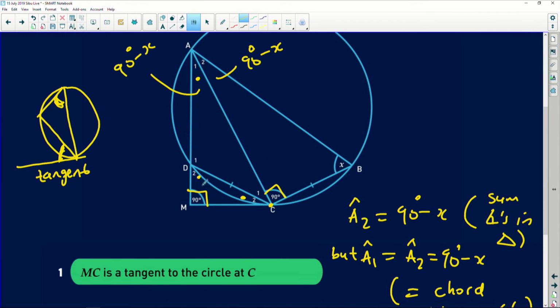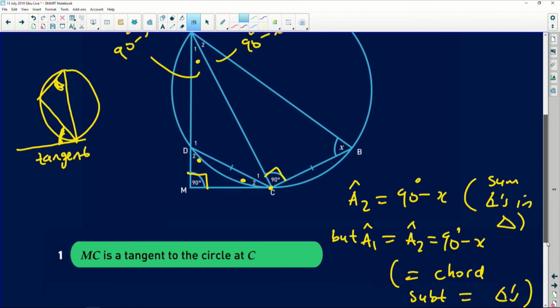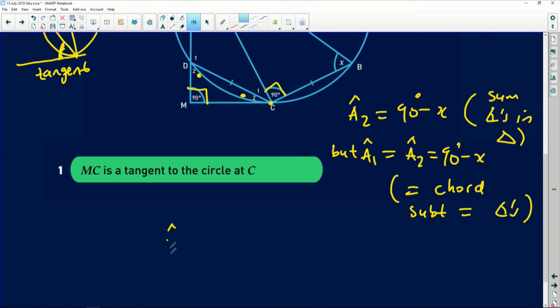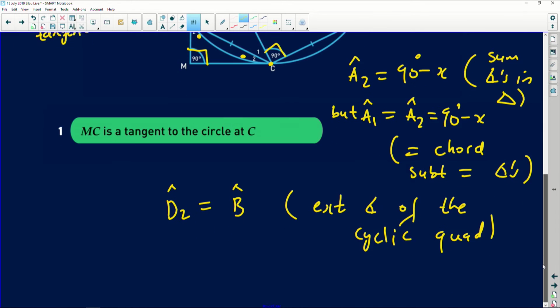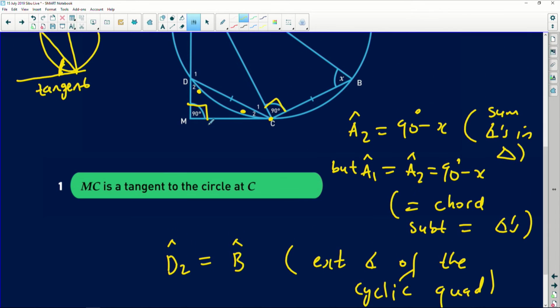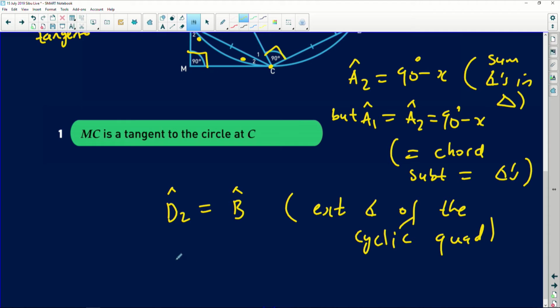You will agree with me that angle D2 is the exterior angle of this particular cyclic quad that we are looking at right now. So angle B will be equal to angle D2, right? Because angle D2, being an exterior angle of the cyclic quad, will always be equal to the interior opposite angle. So that means that angle D2 will also be X.